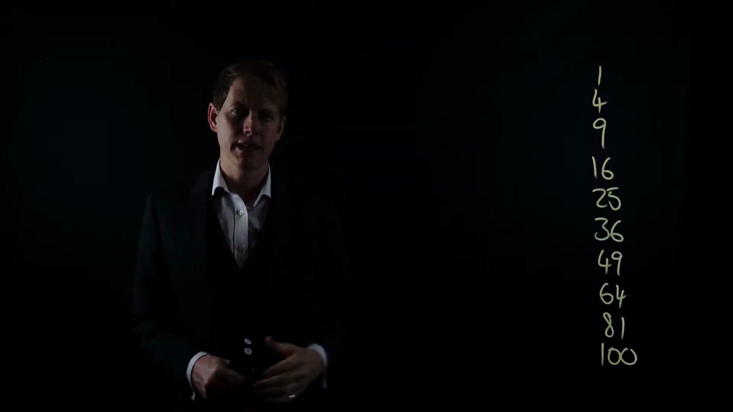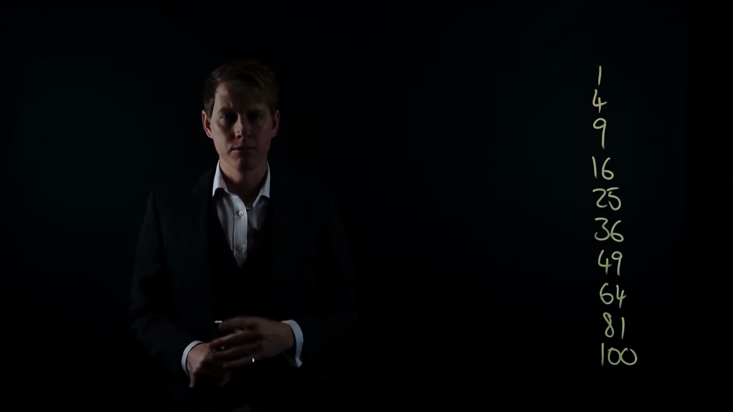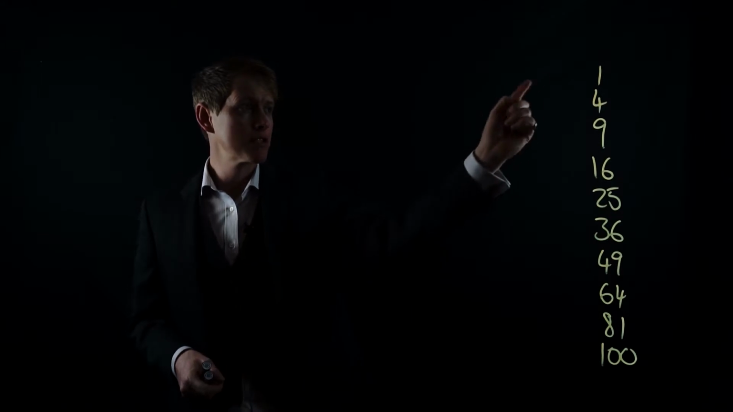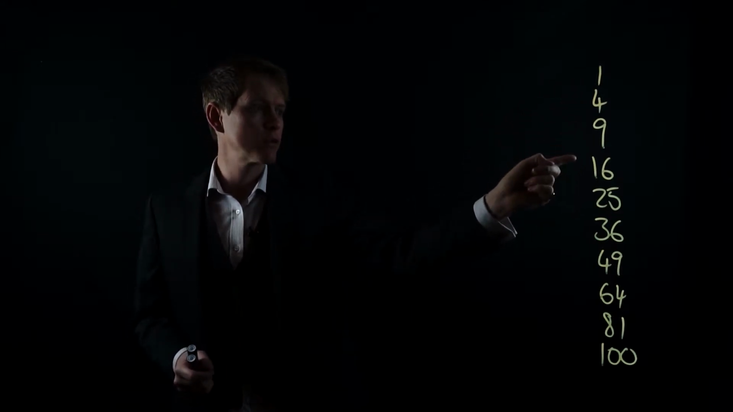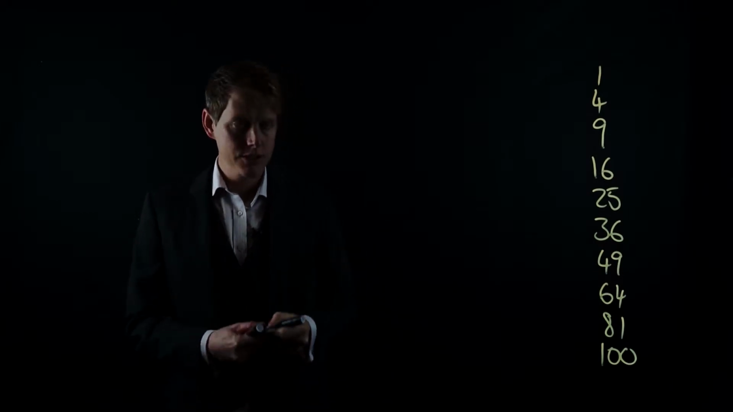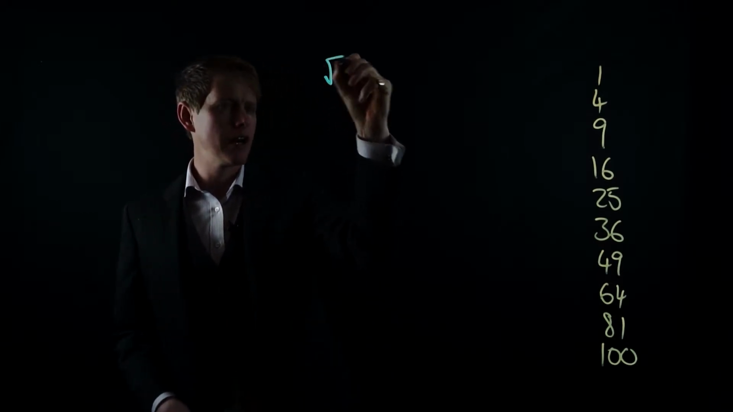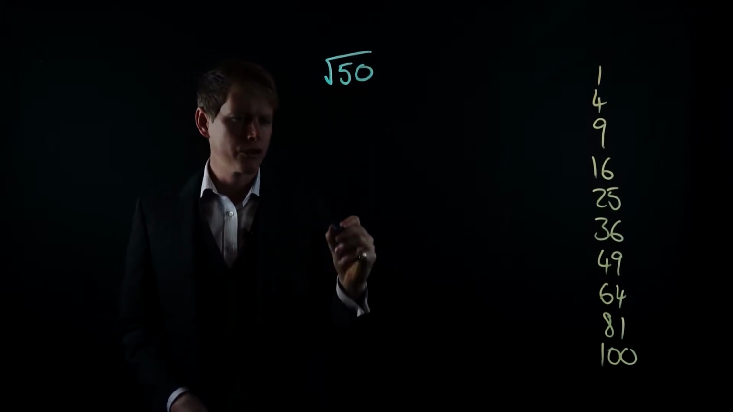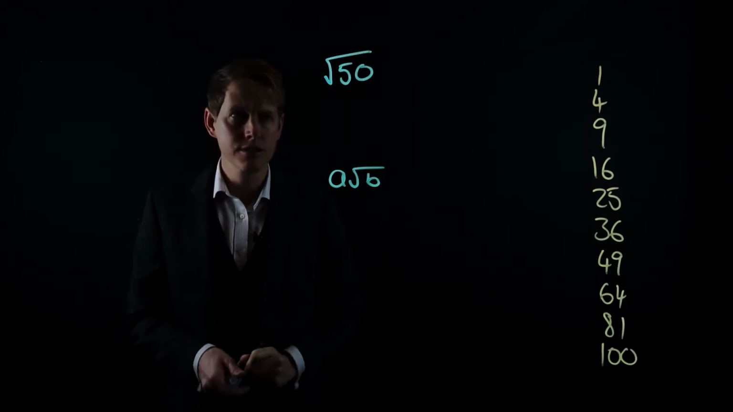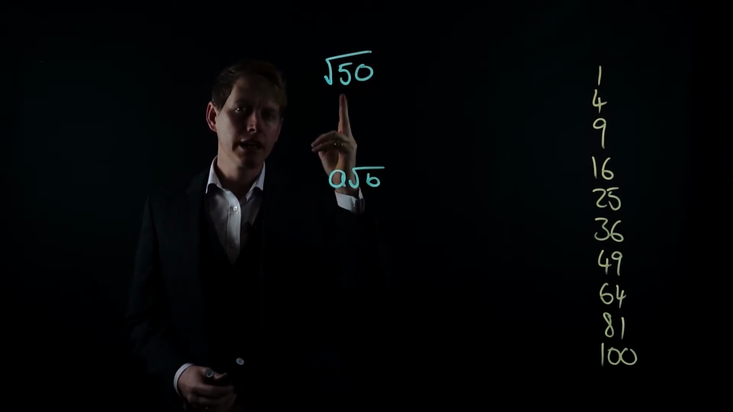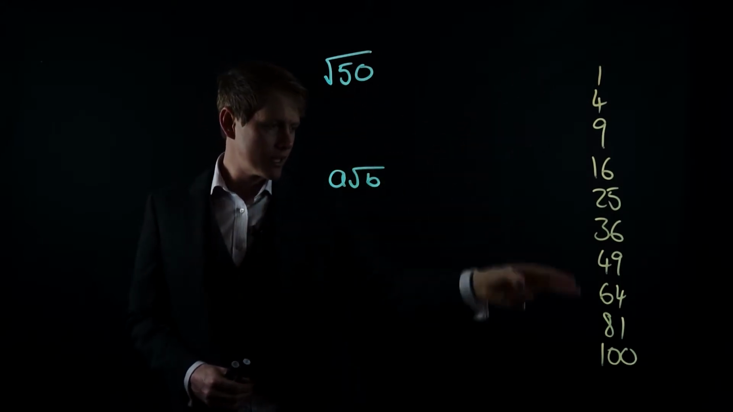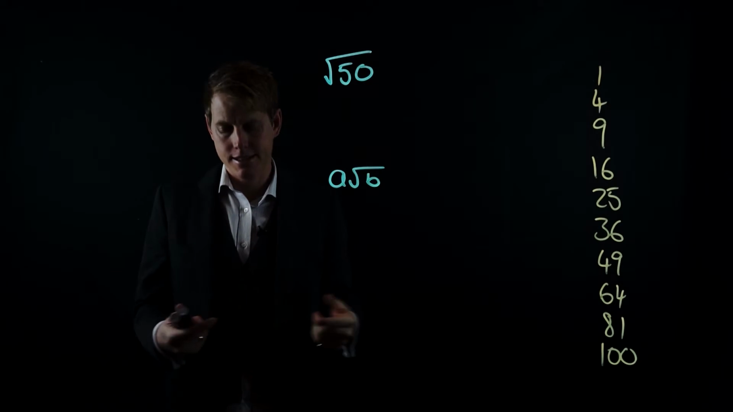Okay, so here I've written down the first 10 square numbers. Remember, a square number is the number that we get when we multiply a number by itself. 1 times 1, 2 times 2, 3 times 3, 4 times 4, 5 times 5, 6 times 6, all the way up to 10 times 10. So going back to the question we wrote down earlier, root of 50, I want to write it into the form a root b, where a and b are integers. I'm looking at this number and I'm asking myself, well, can I multiply any number by one of these to get that? And in this case we can.